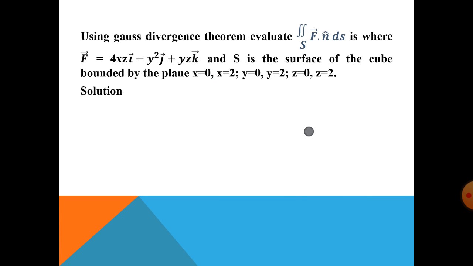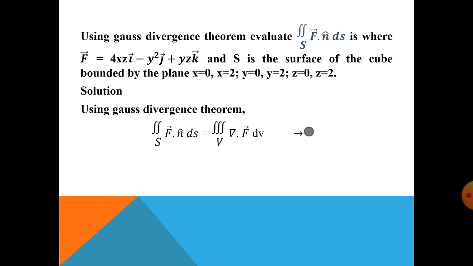Let's see another problem on Gauss divergence theorem. Using Gauss divergence theorem, evaluate the surface integral over a closed surface S of f vector dot n cap dS, where f vector is equal to 4xz i vector minus y square j vector plus yz k vector, and S is the surface of the cube bounded by the planes x equal to 0, x equal to 2, y equal to 0, y equal to 2, z equal to 0, z equal to 2.